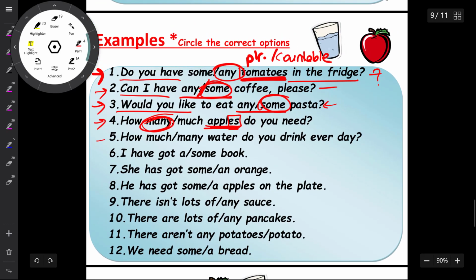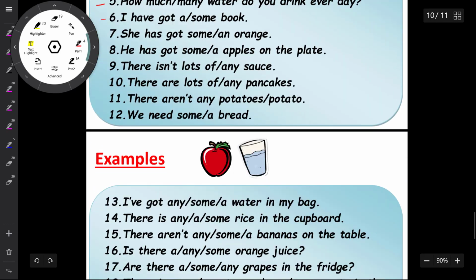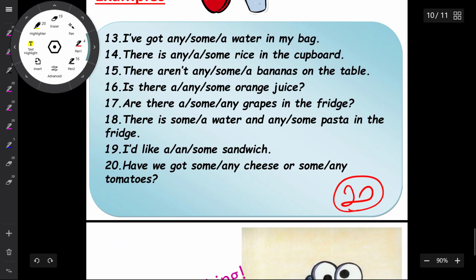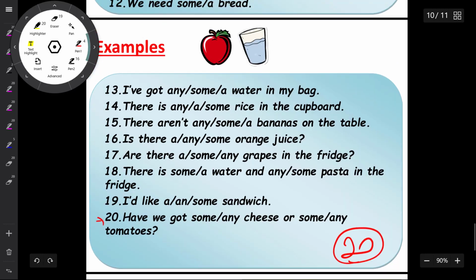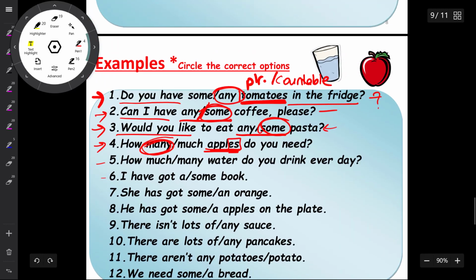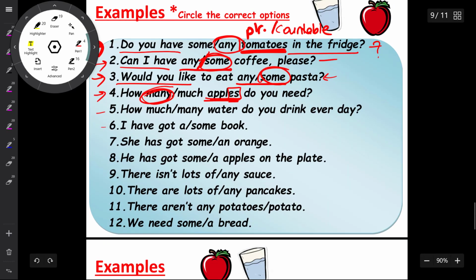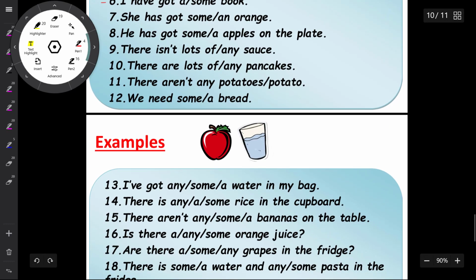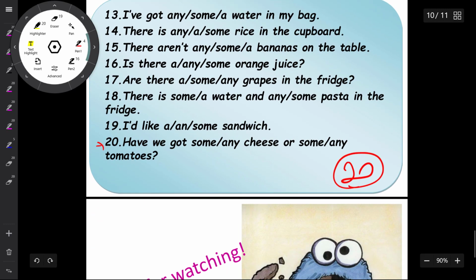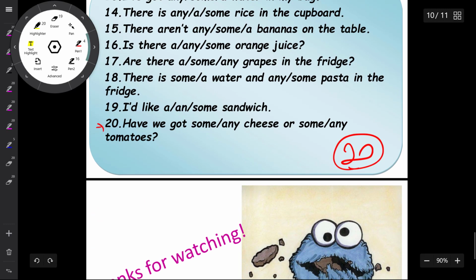Okay, and 5, 6, 7, 8, until the end of 20. Please solve. Circle the correct options. Write the sentences in your notebooks. Yes, you write the sentences in their correct forms in your notebook. You heard right. And then on Thursday, tomorrow, we are going to check together.